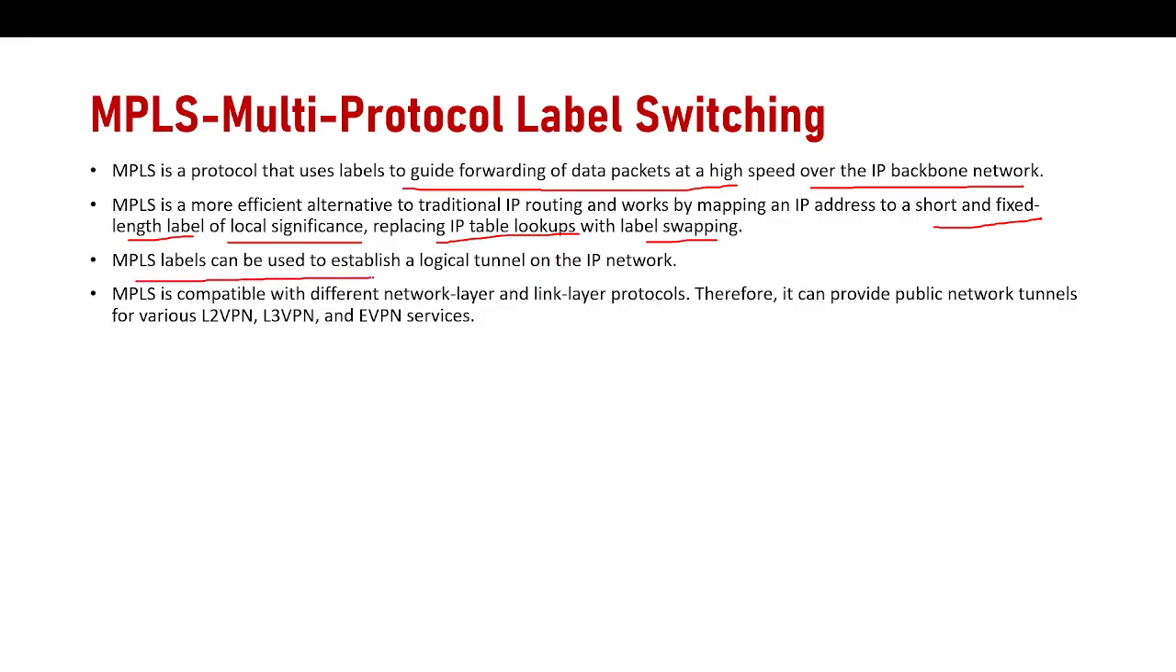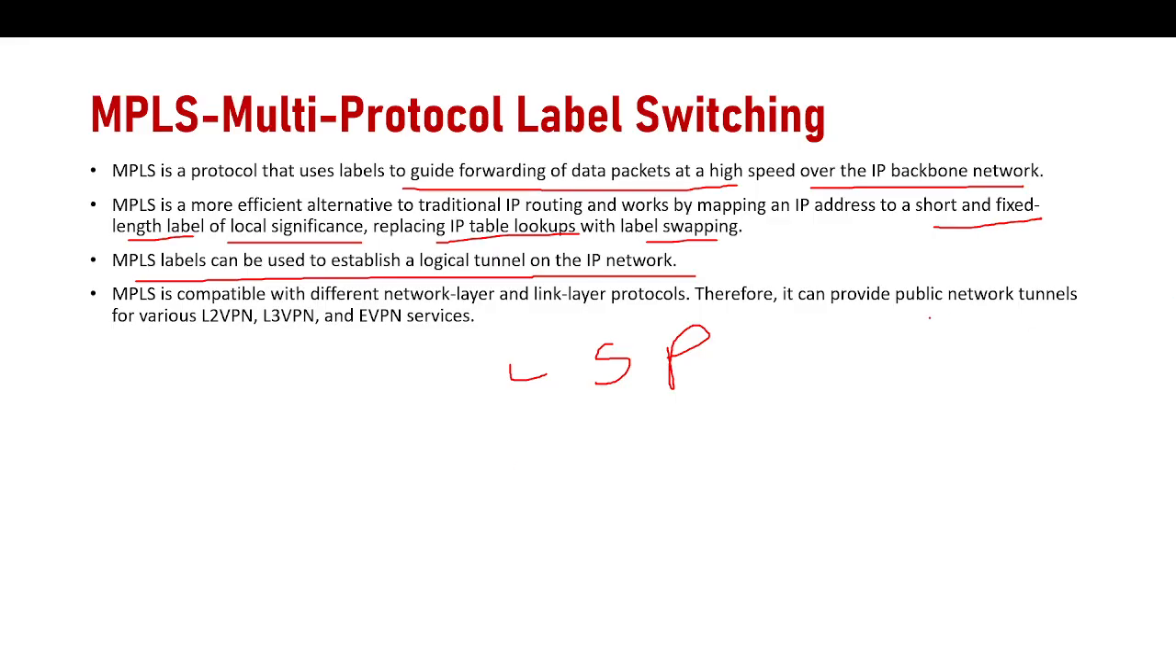So the MPLS labels are used to establish a logical tunnel. So we will have an LSP, the label switching path, that will be established on the IP network, and the packets will be forwarded along that logical tunnel. So MPLS is compatible with different network layer and link layer protocols. Remember, we've mentioned these, because it's sitting in between the network layer and the link layer protocol. So it's able to support different types of link layer and network layer protocols.